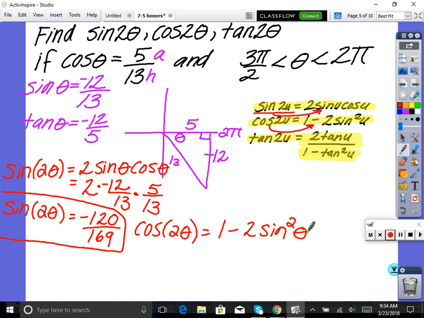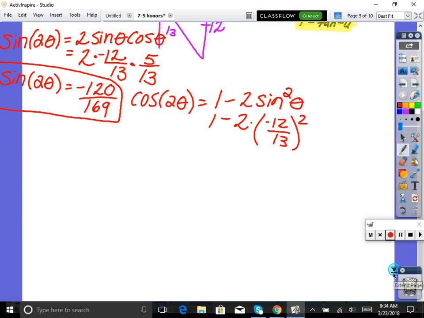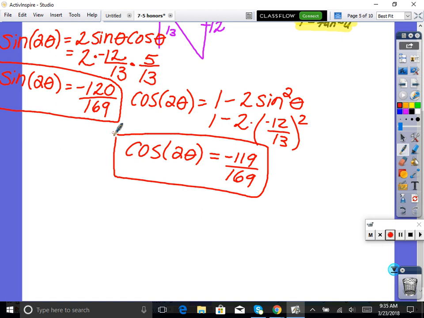So you'd say, okay, let's plug in what we know. 1 minus 2, and then sine is negative 12 over 13, and then that's squared. So now you type that into your calculator. So then cosine of 2 theta is negative 119 over 169, perfect. Now we could do tangent any number of ways. We could do the formula, or we could remember that tangent is sine over cosine.